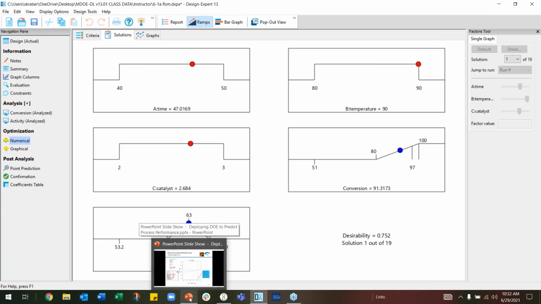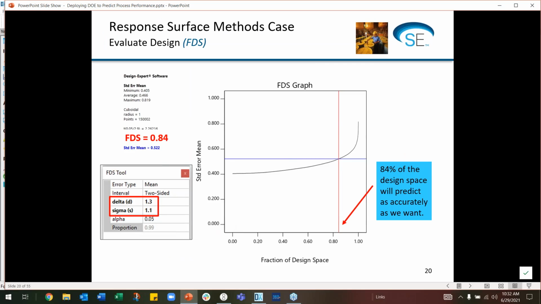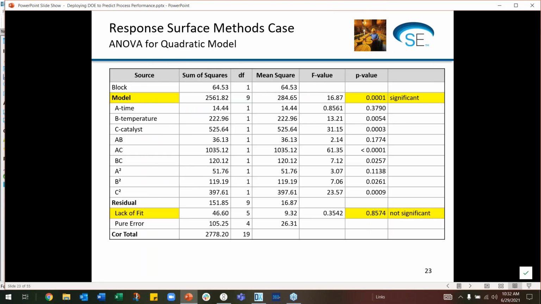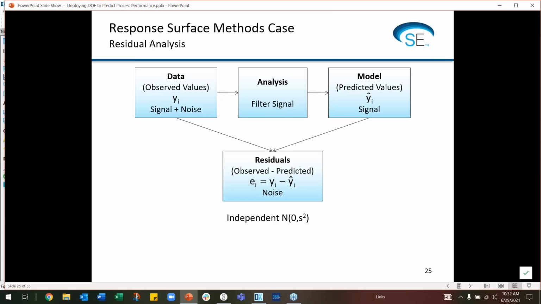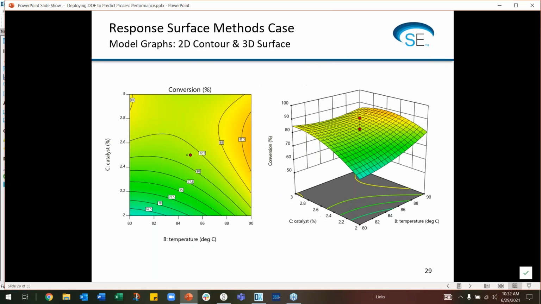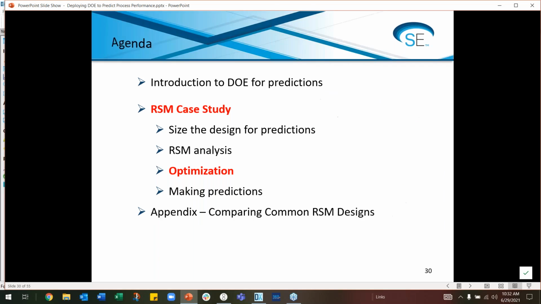Okay, let me go back to my slides. So we have checked all of these diagnostics. We've built the graphs and optimization.